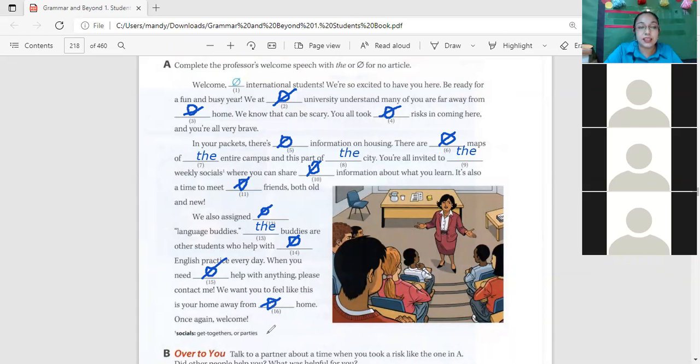Okay. Excellent. So we have some definitions here. For example, socials, get-togethers, or maybe when you celebrate a party, etc. So let's check. We have the article only in numbers 7, 8, 9, and 13. Then we don't use an article. That's good. So let's continue.